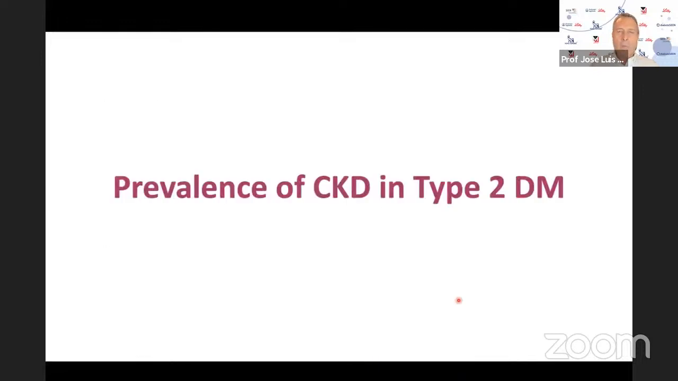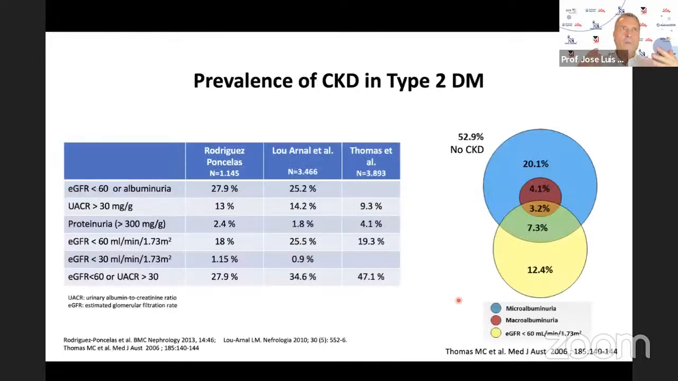So what is the prevalence? What percentage are we talking about? This is the prevalence in different studies, for instance, a Spanish study or an Australian study. In general, 1 in 4 patients has GFR below 60, 25%. About 30% to 10% are the patients that have microalbuminuria.